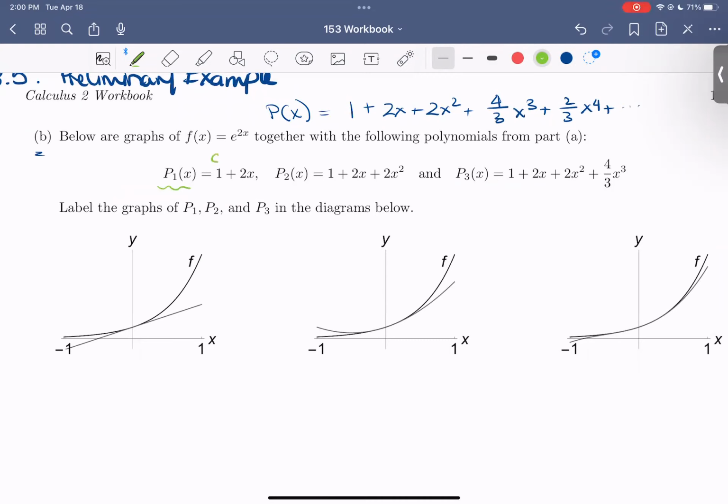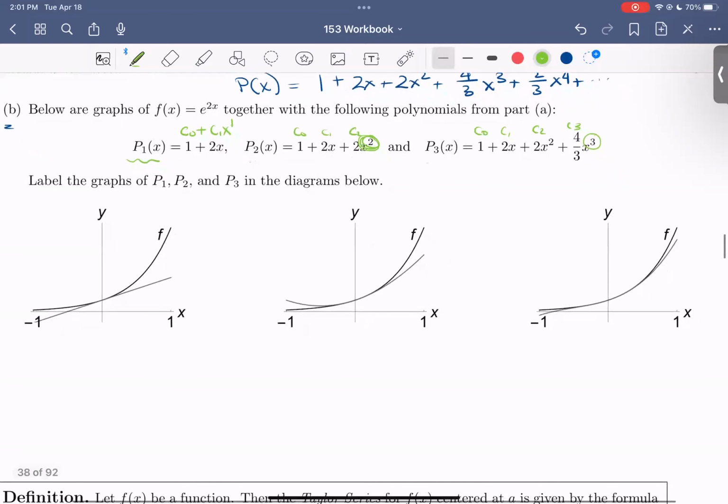But notice where the indices align, or why it makes sense to label this first one P1. Well, recall our coefficients were C0, C1, then C0, C1, C2, then C0, C1, C2, C3. Also notice the exponents of our x terms. For P1, our largest exponent of x is 1. P2, the largest exponent is 2, so we're looking at a 2-degree polynomial. P3, we're looking at largest exponent being 3, so a 3-degree polynomial. So that's where the indices that we have here come in.